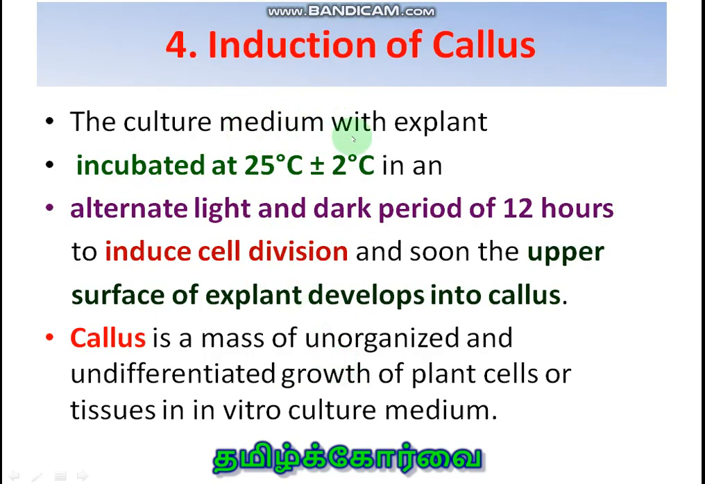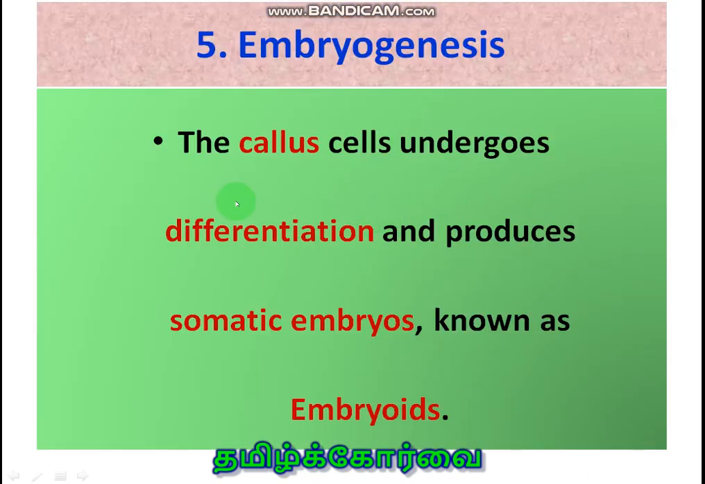Induction of callus. The culture medium with the explant is incubated at 25 degrees Celsius plus or minus 2 degrees Celsius, with alternate light and dark periods of 12 hours to induce cell division, and soon the upper surface of the explant develops into callus. So the upper surface of the explant starts developing into callus in these conditions. So what is callus? Callus is a mass of, two words you should remember, unorganized and undifferentiated growth of plant cells or tissues in in vitro culture medium. In vitro means in the laboratory condition.